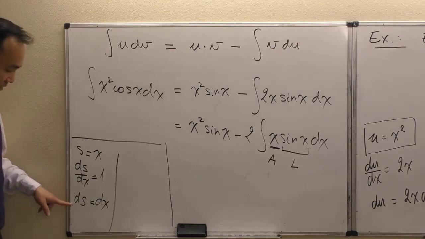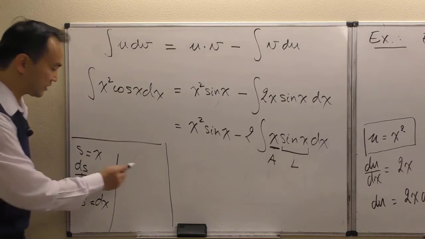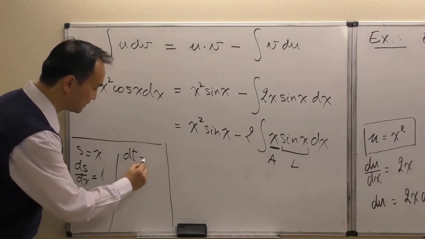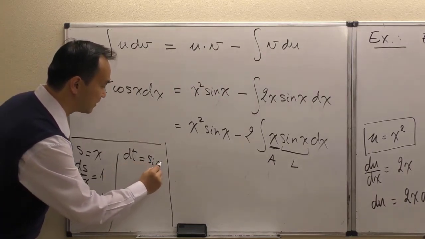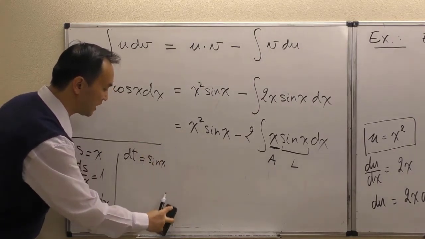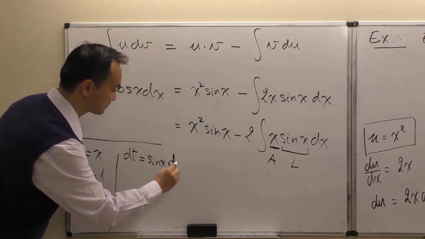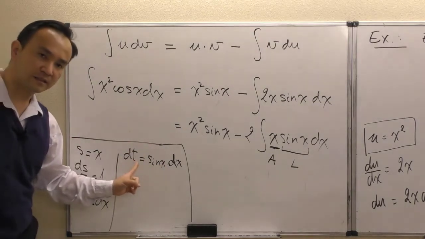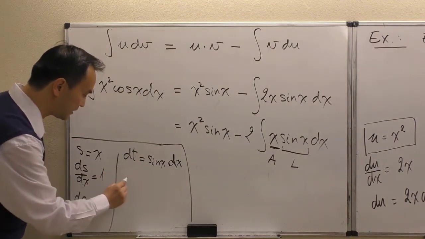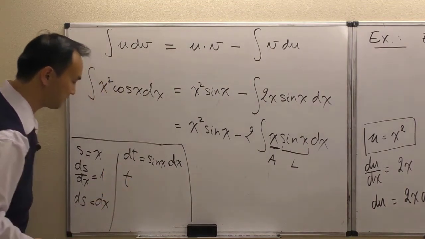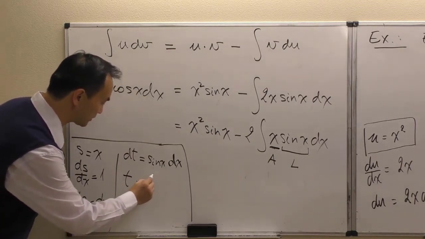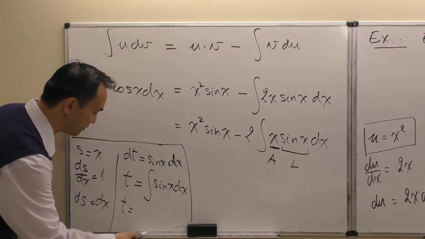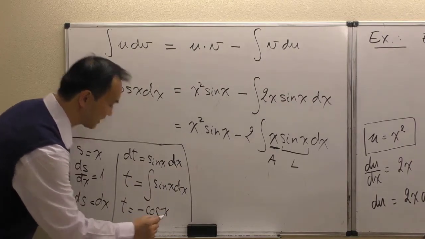And so now I found my s and my ds, and here I can call everything else dt. So dt was sine of x dx, everything else aside from the one we chose as our s. After we chose our primary choice for the substitution, everything else was called the dt. So t equals the integral of sine of x dx. That's how we can find t, and t here is going to be precisely minus cosine of x. And we can skip the c here.